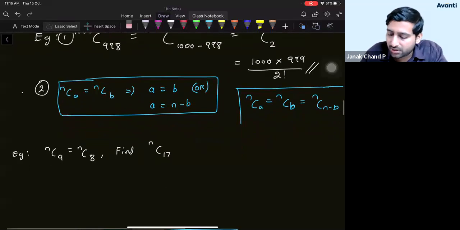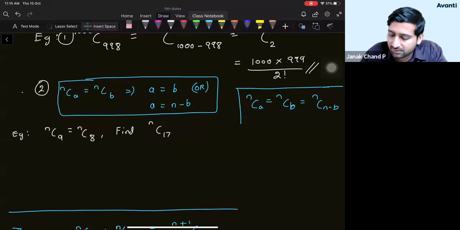Okay, so to make this point more clear, I have an example which is directly based on this. The question here is, if nC9 is equal to nC8, find the value of nC17. As you can see here, student, by looking at this, you may think that this is impossible, because if nCr is equal to another nCb, then you will have a conclusion that this is equal to this. But that is not correct, student, right? If these two are equal, then it is not always necessary that these two are also equal. There are two possibilities. Either these two are equal or this value is equal to n minus b.